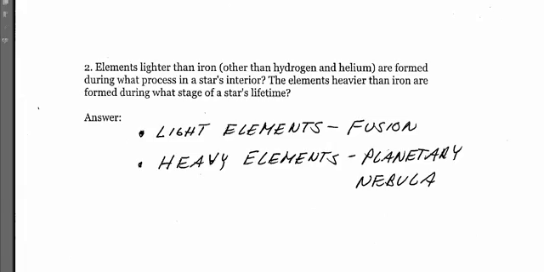Elements lighter than iron, other than hydrogen and helium, and hydrogen was really at the Big Bang, and helium, quite a bit of that was there also, are formed during what process in the star's interior? Well, the light elements are formed from fusion. And fusion is taking two hydrogens and making helium and having some energy left over. And as a star goes through its main sequence lifetime, many of these lighter elements, such as helium, are fused into other elements. The heavier elements, other than iron, are formed during planetary nebulas.